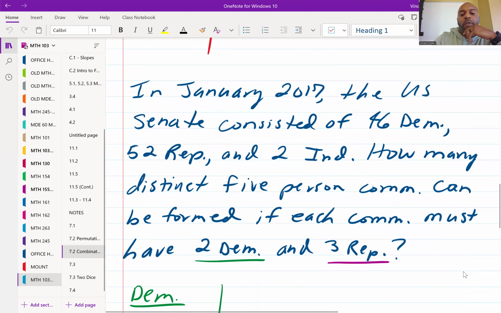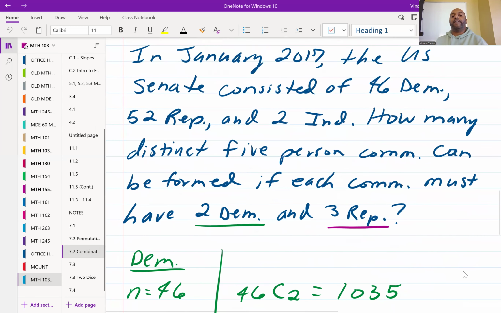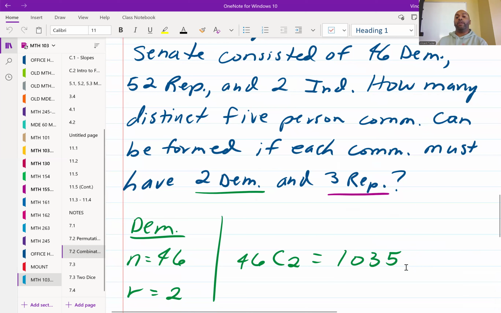All right, so when we look at our committee having 2 Democrats and 3 Republicans, those 2 Democrats have to come from the 46 Democrats in the Senate altogether. I can't pull those 2 Democrats from anywhere else. So I need to know how many different ways I can choose 2 out of those 46 Democrats. So 46 C 2 is 1,035.